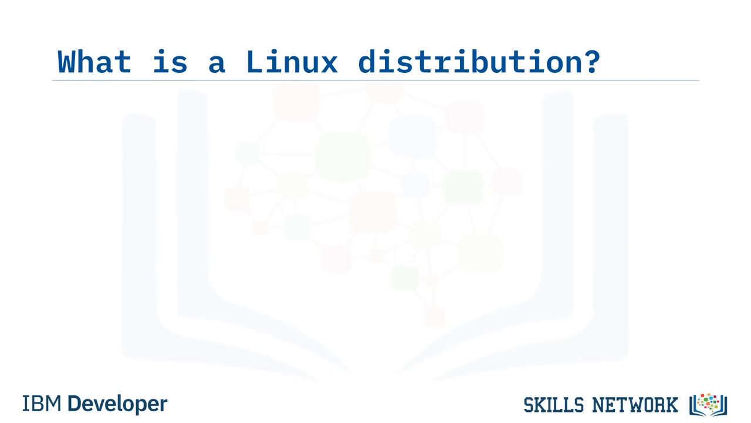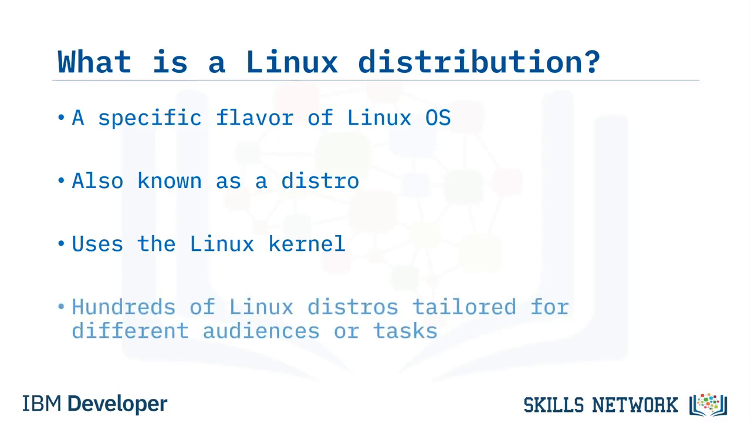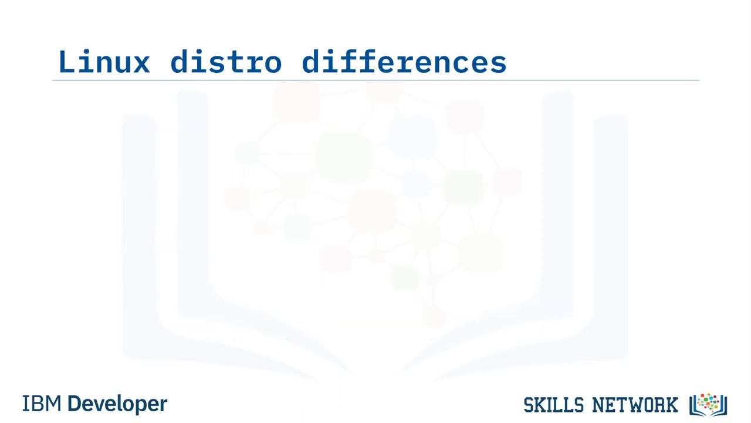So, what is a Linux distribution? A Linux distribution is a specific flavor of the Linux operating system. It may also be referred to as a distro. All Linux distributions must use the Linux kernel. This is the core component of the Linux operating system that enables the system to properly use the computer's hardware. And today, there are hundreds of Linux distros, each tailored for a specific audience or task.